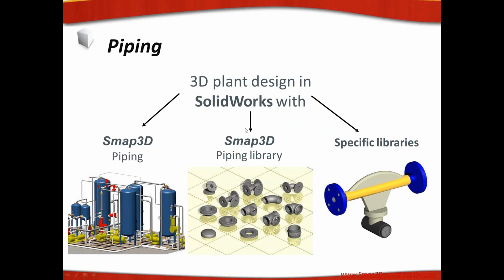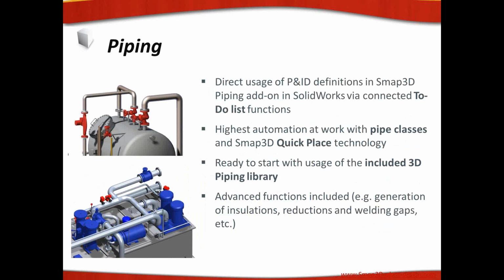It's very similar, in many respects, to the SolidWorks routing package. SolidWorks routing just doesn't have quite as integrated P&ID capabilities to go along with the P&ID package of Smap. So there are really nice benefits there. Again, direct usage of P&ID definitions from the P&ID package within Smap. The add-in in SolidWorks gives you the ability to see the to-do list function. And the to-do list basically indicates what components have and have not yet been integrated within the 3D design.